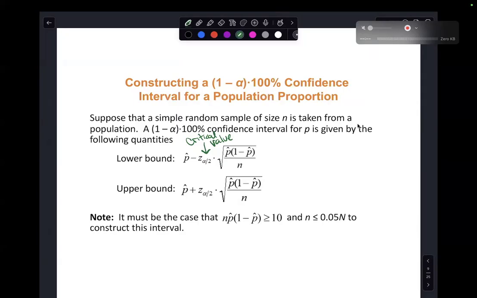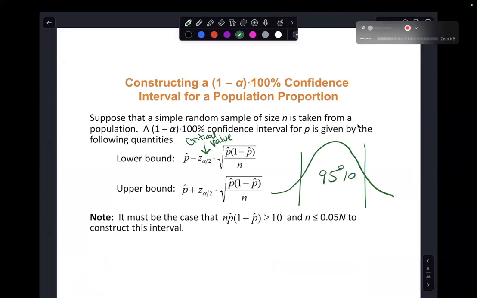So what I'm doing here, I'm going to draw a picture because pictures help. So this is my confidence interval. And let's say that I'm doing a 95% confidence interval. So this is 95% right here.